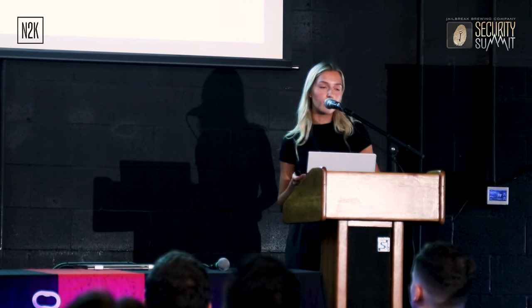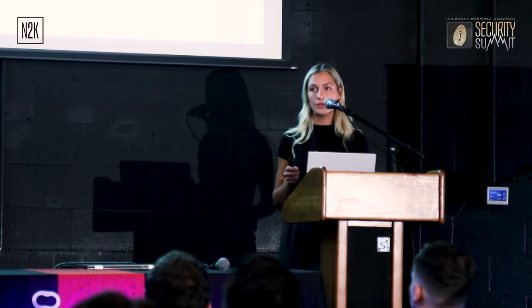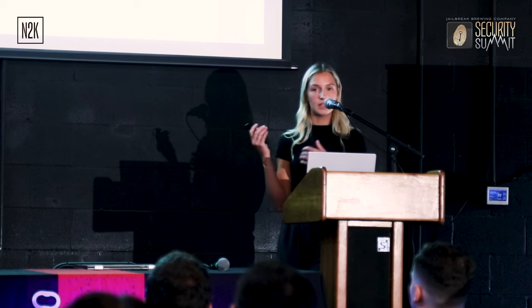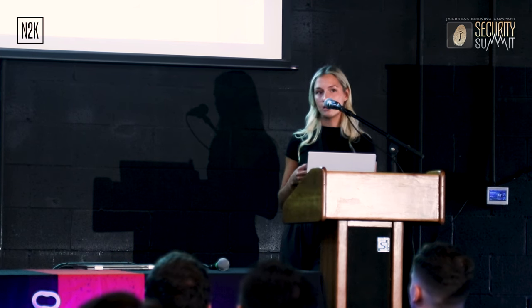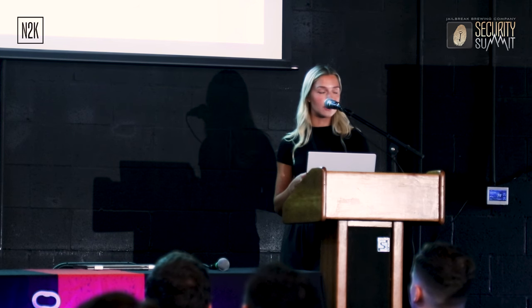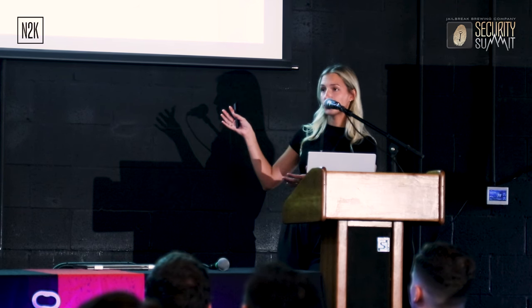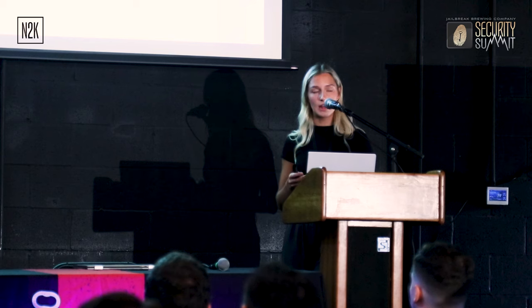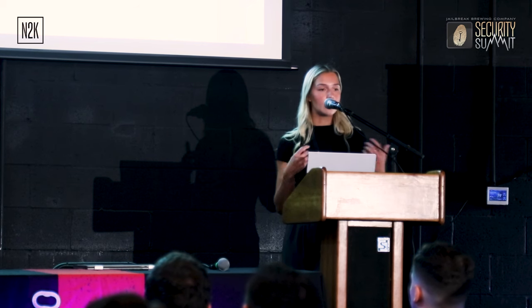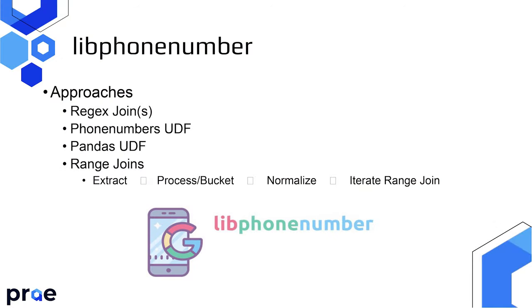Okay, I'll start with libphonenumber. This is a technique that we use for identifier validation, in this case, phone numbers. This is actually Google's library for parsing, validating, and formatting international phone numbers. It's open source, so you can go up on Git, grab this data down, join it to your own data, and then you can validate your own phone numbers. So that's exactly what we did.